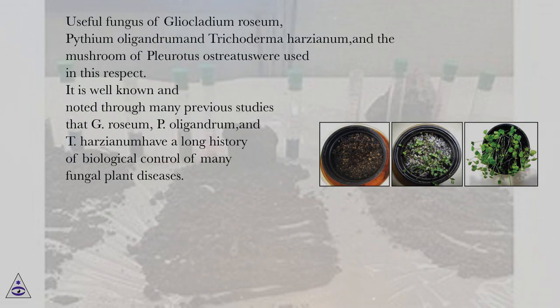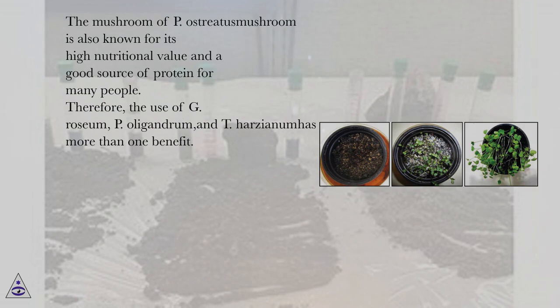The useful fungi Gliocladium roseum, Pythium oligandrum, and Trichoderma harzianum, and the mushroom Pleurotus ostreatus were used in this respect. It is well known and noted through many previous studies that G. roseum, P. oligandrum, and T. harzianum have a long history of biological control of many fungal plant diseases. The mushroom P. ostreatus is also known for its high nutritional value and is a good source of protein for many people.